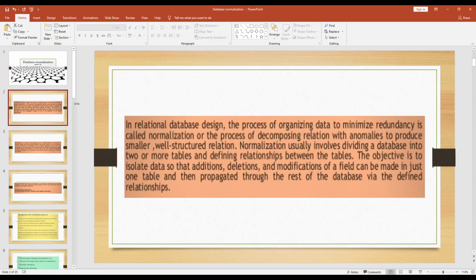In relational database design, the process of organizing data to minimize redundancy is called normalization, or the process of decomposing relations with anomalies to produce smaller, well-structured relations. Normalization usually involves dividing a database into two or more tables and defining relationships between the tables. The objective is to isolate data so that additions, deletions, and modifications of a field can be made in just one table, and then propagated through the rest of the database via defined relationships.